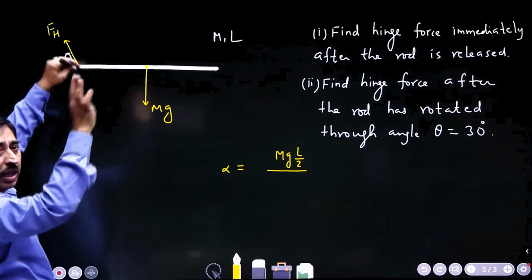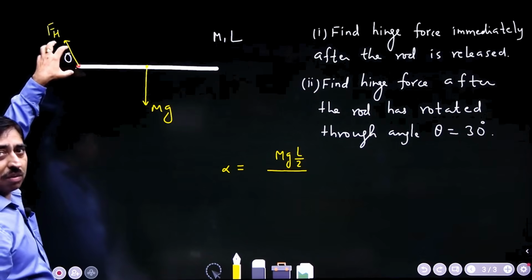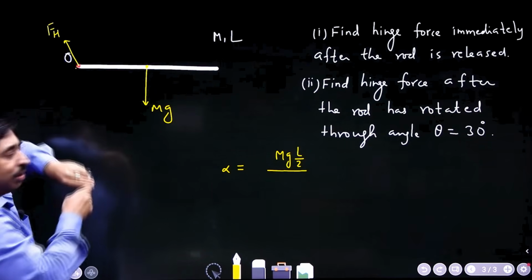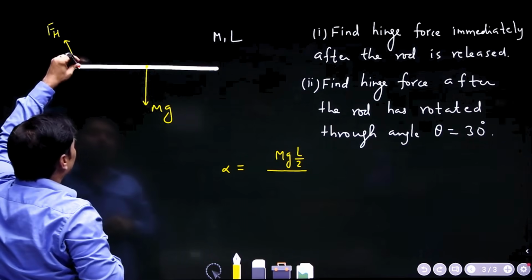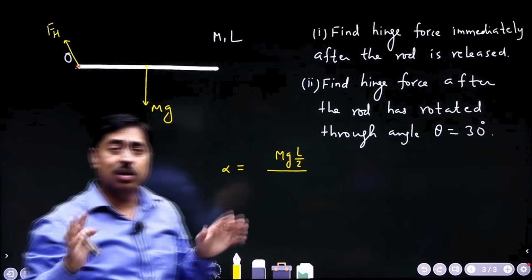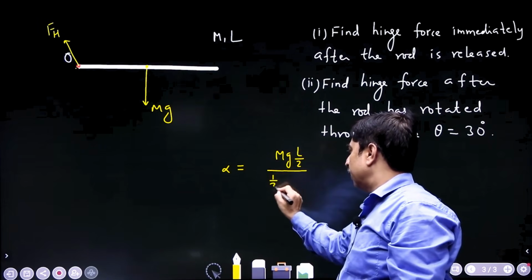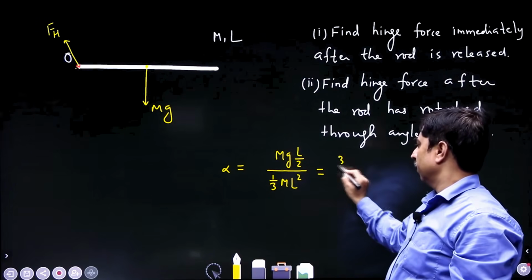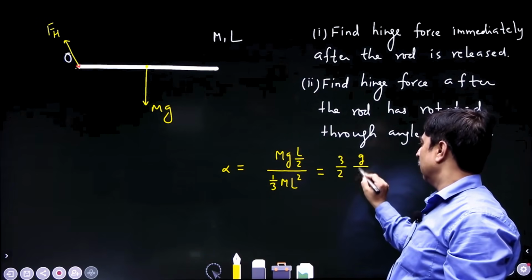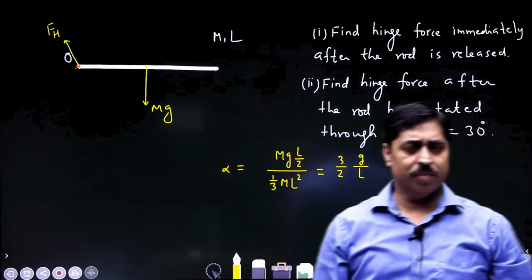This hinge force does not have torque because it is passing through this point only. So, such a force cannot cause any rotation about point O. So, mg into L by 2 is the torque, and the moment of inertia of the rod about this axis, all of you must be knowing, is 1 by 3 ml square. So, torque divided by moment of inertia gives me the angular acceleration. This is the angular acceleration of the rod immediately after it is released.